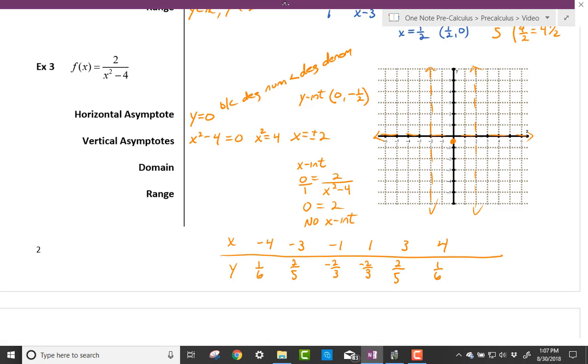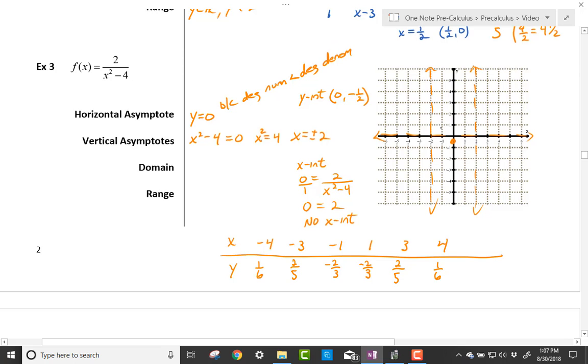Let me grab some other color here. At negative 4, I'm up 1/6. At negative 3, I'm up to 2/5, which is right there. So you can see where the curve's headed. It's heading up against the asymptote, just like that. While we're at it, let's do the right side. At positive 3, I'm at 2/5. At positive 4, I'm at 1/6. And the graph's doing the exact same thing. It's almost a reflection, or it is a reflection, over the line x equals 0, right over the y-axis.